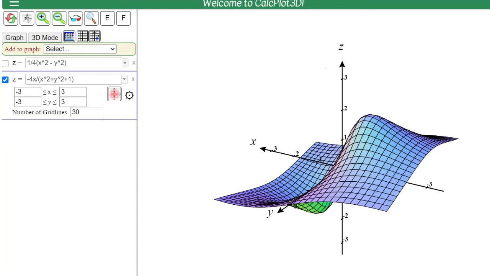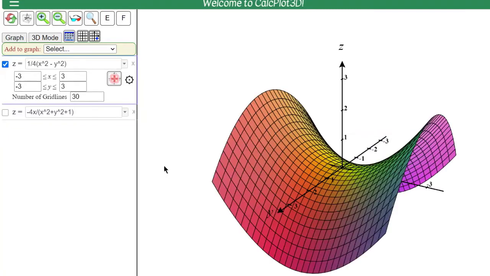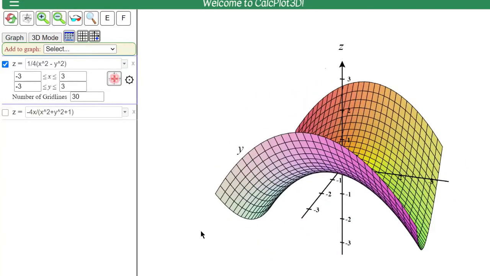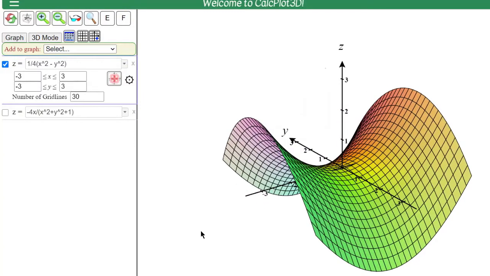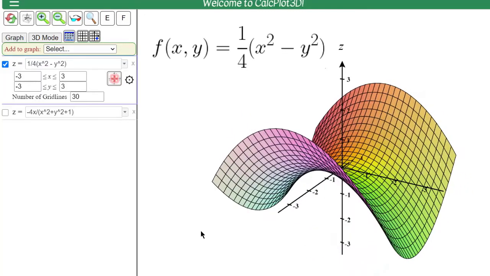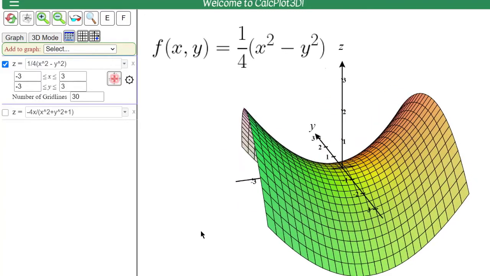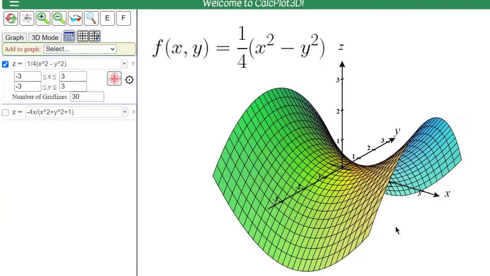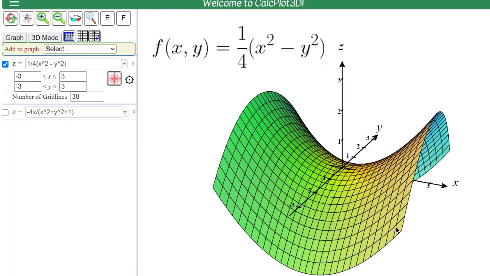Okay, I just want to show you one other possibility that you can run into here. Let's look at a different graph. All right, we have this saddle shape. Looks like a saddle, right? And this is given by the expression 1/4 x squared minus y squared. Now, I just want to check out what happens here when we run the second derivative test on this guy. Okay, so let's go down and take a look.